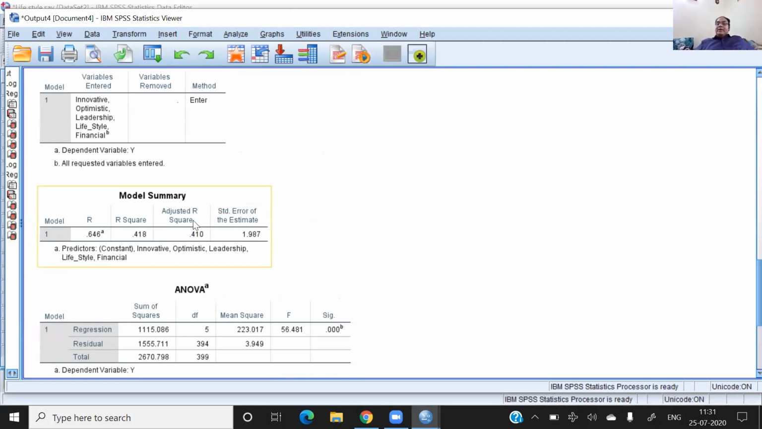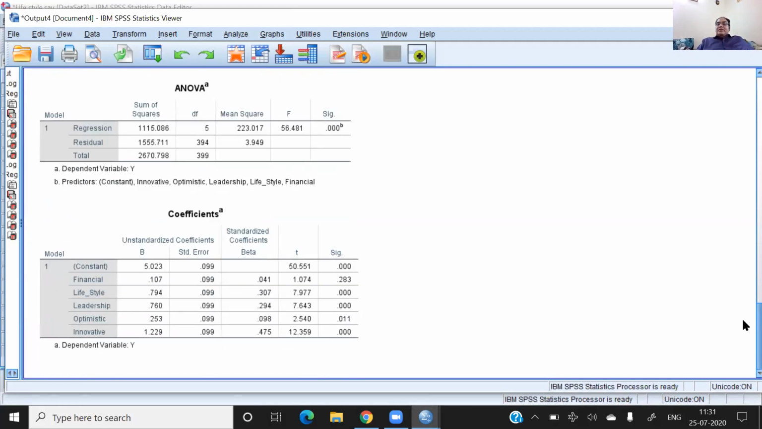So better it should be removed, right? If it is removed, then there is no loss of adjusted R square. It means the family is not an important variable in the model. Second is financial. Now I can see all the four variables are significant, but this financial variable is found to be insignificant. So let me remove this also.